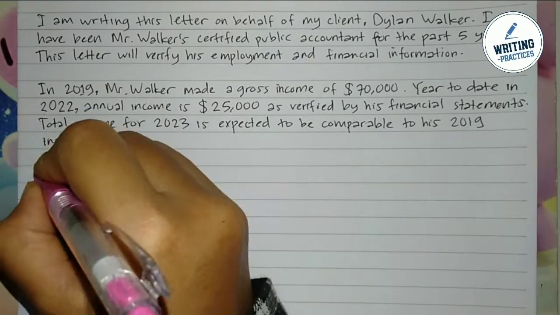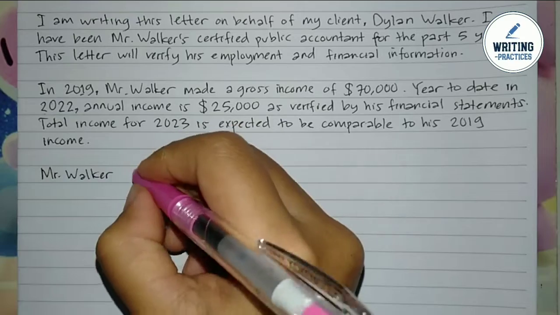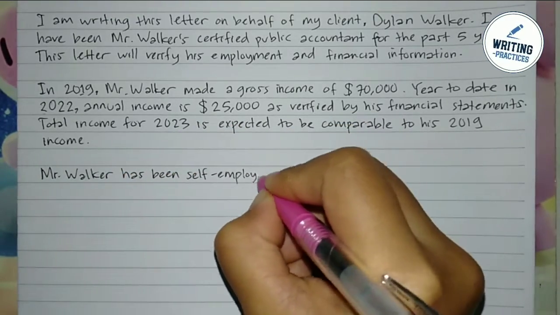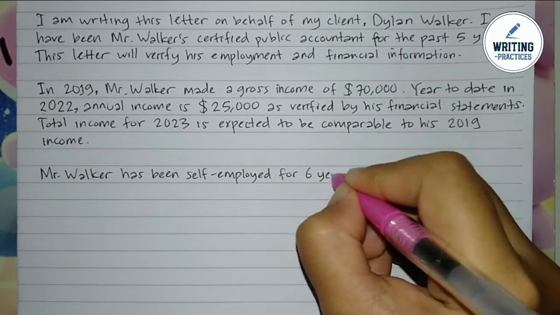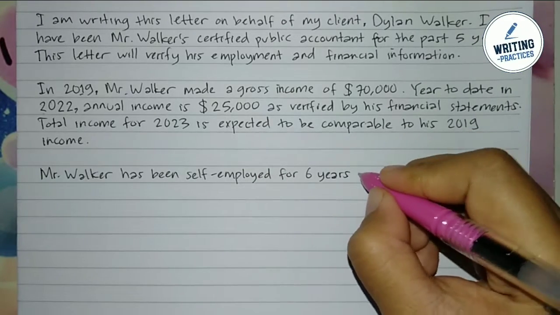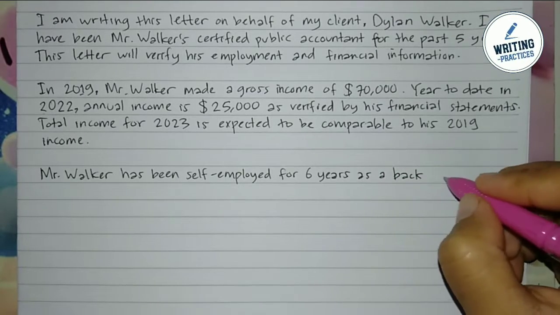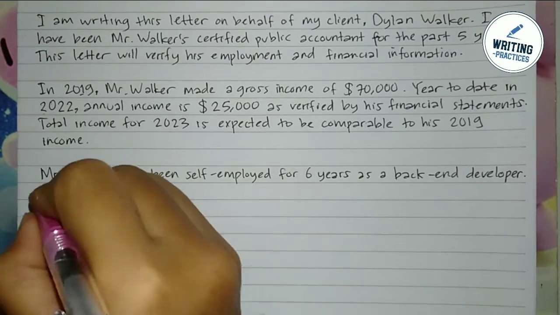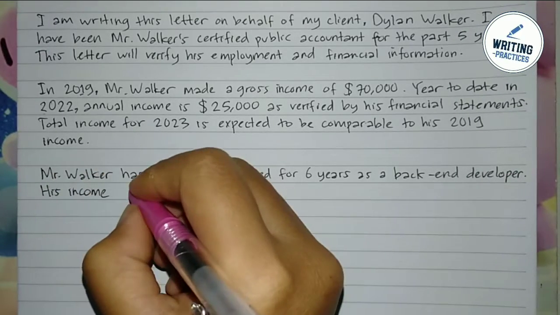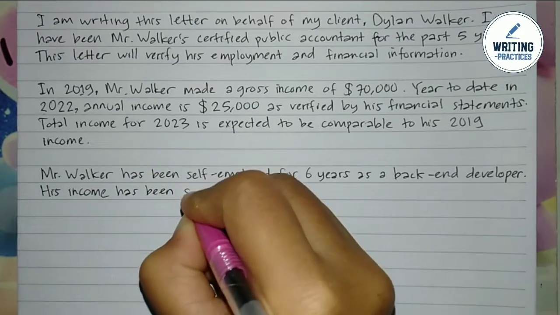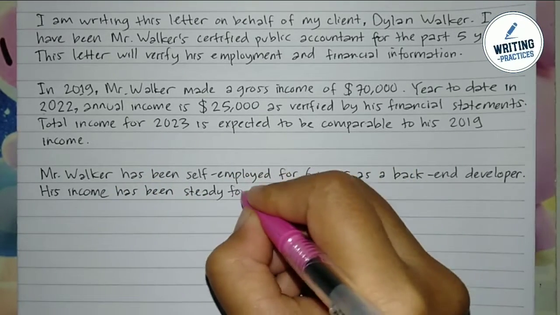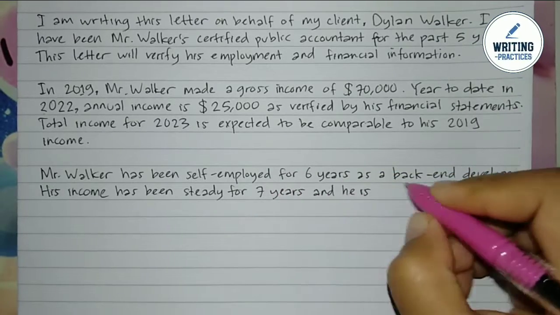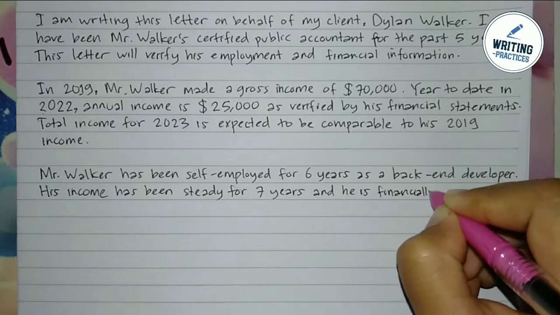In the third paragraph, you need to tell more about your client's self-employment. Here, talk about the business, like how long your client has been in this field and what kind of job it is. In this example, the client has been self-employed for 6 years as a back-end developer. And now, talk about the income. You need to mention if your client is financially secure or not. For example, the client's income has been steady for 7 years. And the client is financially secure.